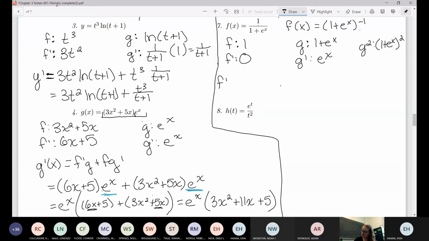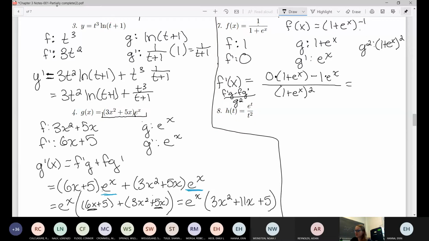So then putting it together, we'll need f prime g minus f g prime all over g squared, just to remind us. So f prime, I'm going to write it out in full generality, even though we've got zeros floating around. So it would be 0 times 1 plus e to the x minus 1 times e to the x all over 1 plus e to the x all squared. So if we simplify this down the tiniest bit, we get negative e to the x over 1 plus e to the x all squared. Essentially getting rid of that 0 times term in the front.